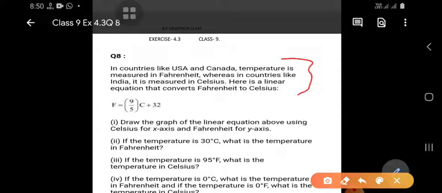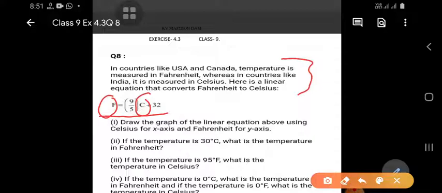So this is the question, with a main part and sub parts. We will first try to understand. Here a linear equation is given. You have already solved linear equations, but in that case the variables used were x and y. Here some change is there. Look at here. The variables are F, that means Fahrenheit, and C. Two variables. In the previous questions you solved by x and y.